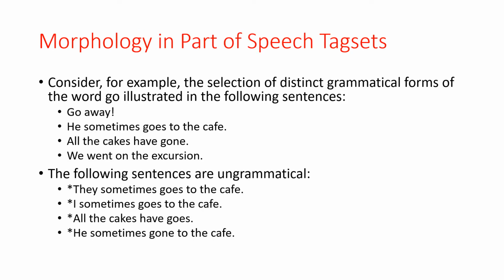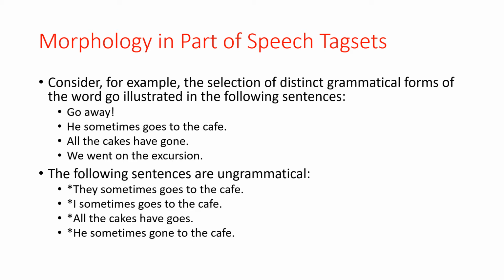Common tagsets often capture some morphosyntactic information. That is information about the kind of morphological markings that words receive by virtue of their syntactic role. Consider, for example, the selection of distinct grammatical forms of the word go, illustrated in the following sentences. Go away. He sometimes goes to the cafe.